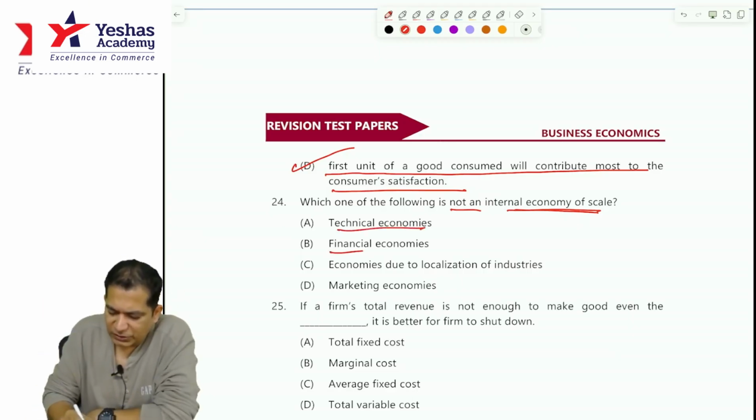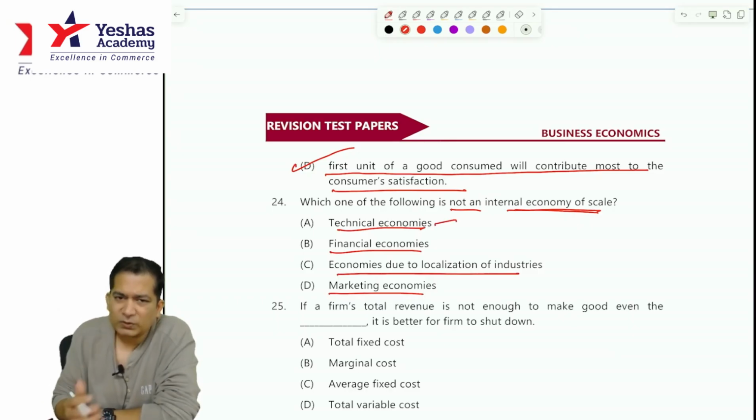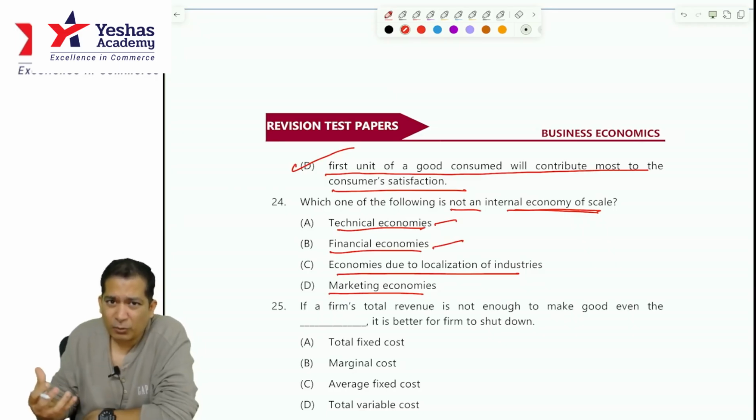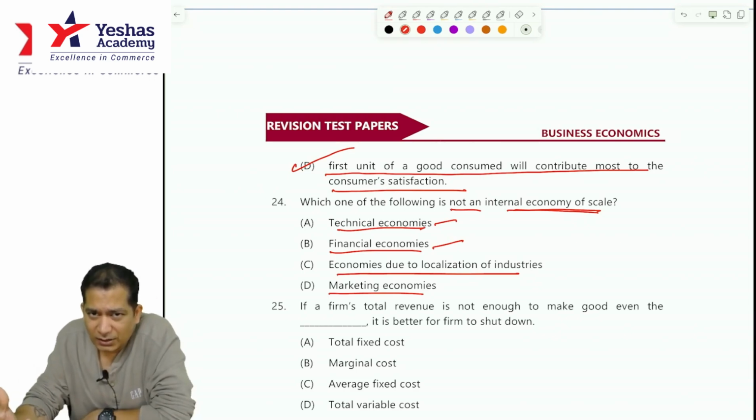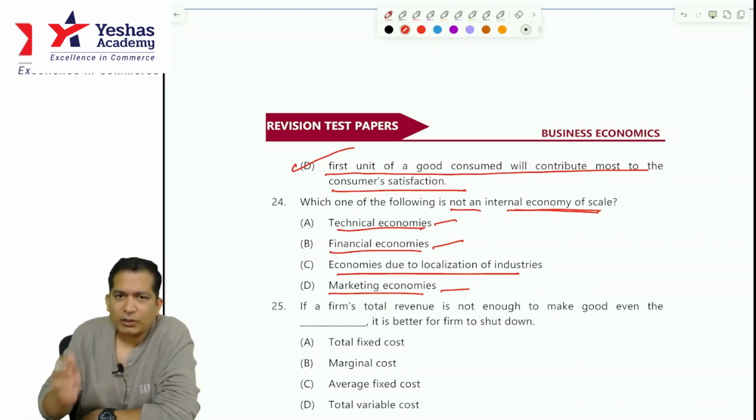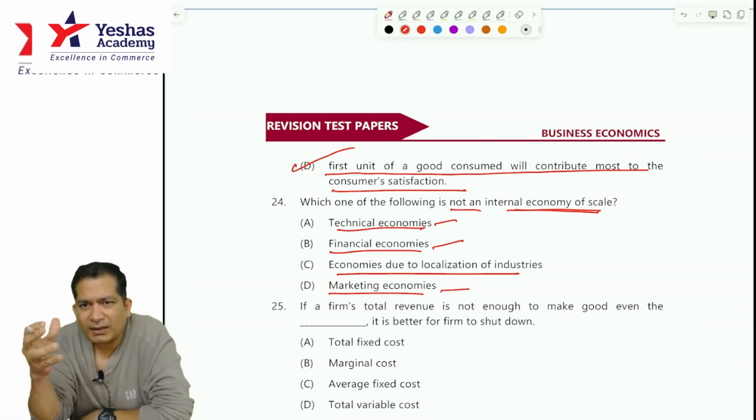Technical economies, financial economies, economies due to localization, and marketing economies. Internal is again technical economies. What kind of technology or capital intensive technology I'm using, that depends on me. Financial economies, it means how I'm going to finance my activities, from where I borrow, whether I bring an IPO, issue debentures, or I will go for borrowing from the bank. Marketing economies, again, how about my marketing? How will I try to push my product? How to beat the competitors?